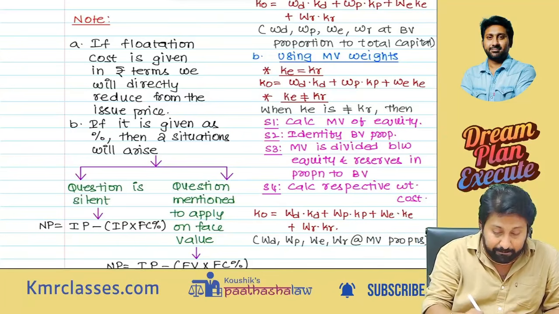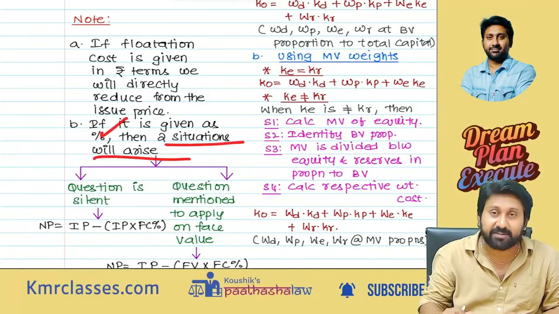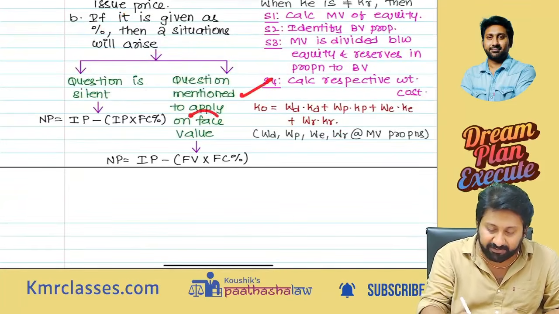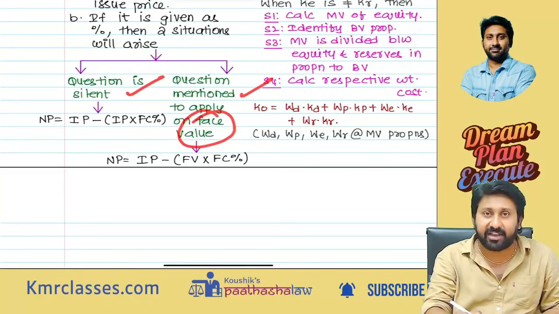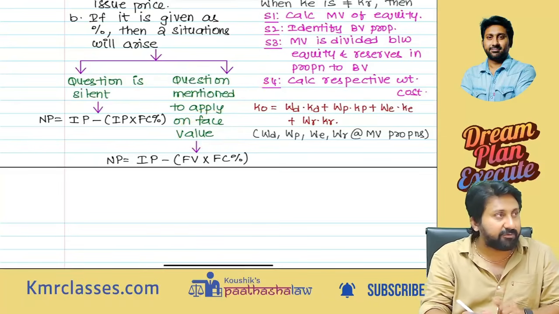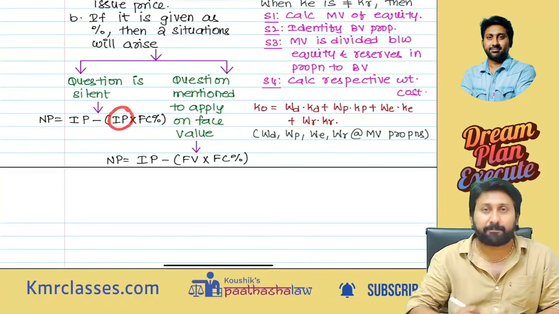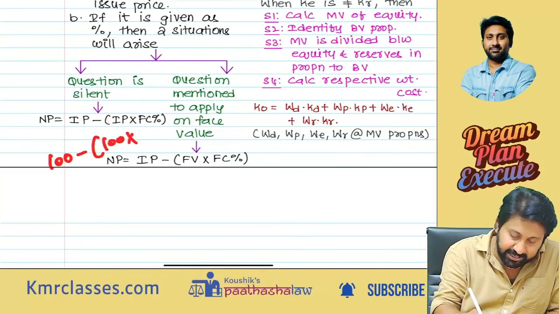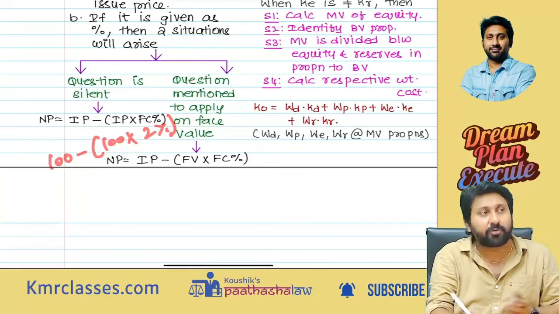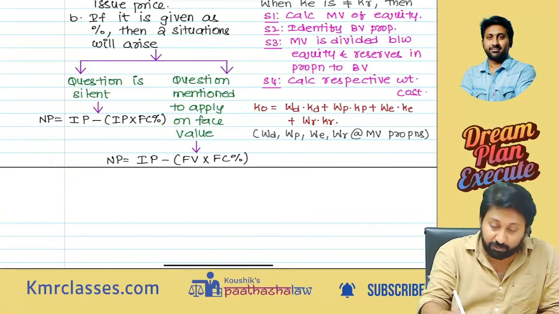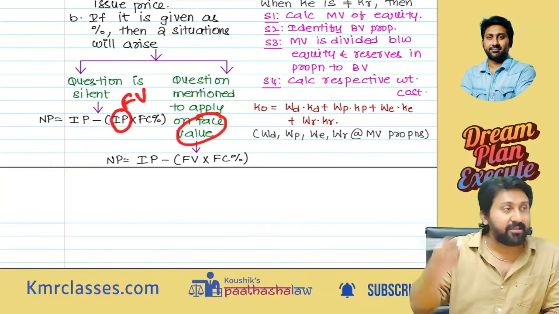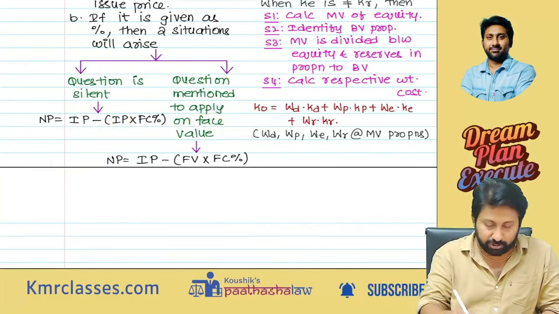If it is given in percentage, then two situations will arise. If the question is silent, on what should you apply flotation cost? On issue price you have to apply. If issue price is 100, on that issue price, the 2% or 3% or 4.5%. If the question mentions to apply on face value, then instead of issue price you will apply face value here. Understood? Like this you will do.